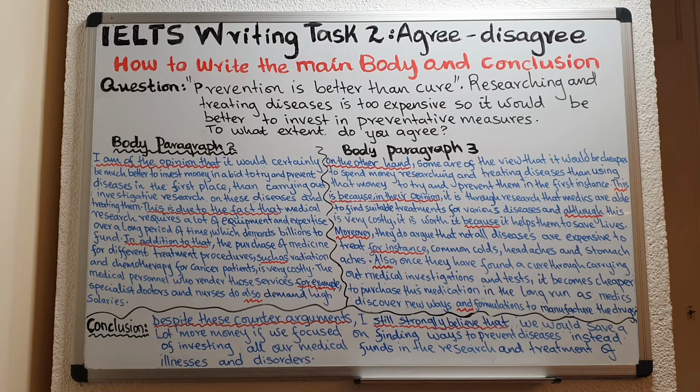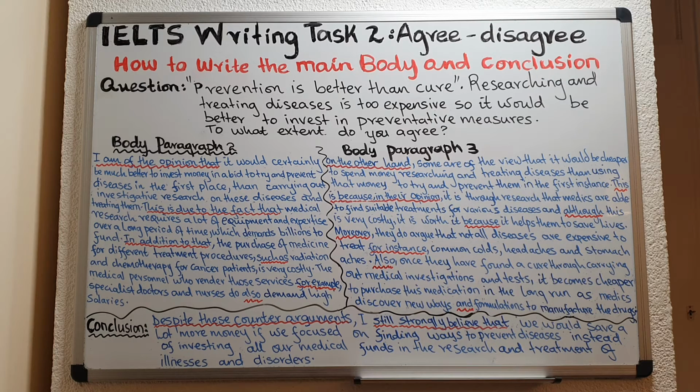So we are going to learn how to write the main body and the conclusion. The most important thing is to make sure that you understand the question. The question is, prevention is better than cure. Researching and treating diseases is too expensive, so it would be better to invest in preventative measures. To what extent do you agree?